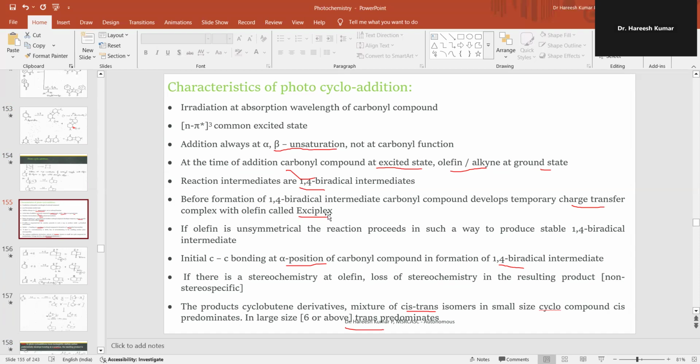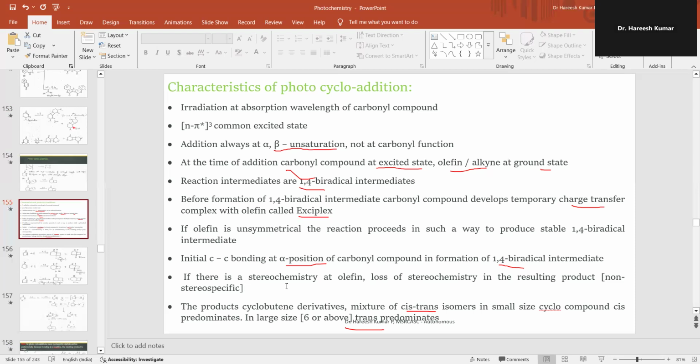Before the formation of the 1,4-biradical intermediate, the carbonyl compound develops a temporary charge transfer complex with the olefin, and this is called an exciplex. If the olefin is unsymmetrical, the reaction proceeds in such a way as to produce a stable 1,4-biradical intermediate. Initial carbon-carbon bonding occurs at the alpha position of the carbonyl compound in the formation of the 1,4-biradical intermediate.